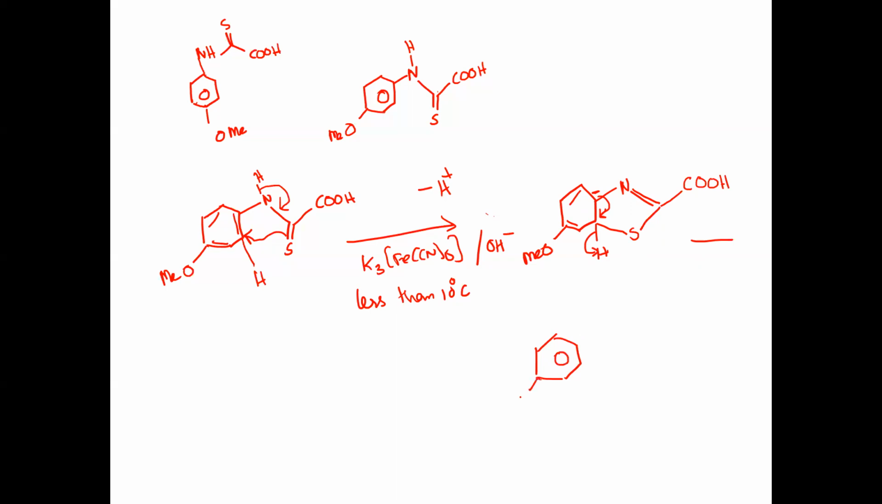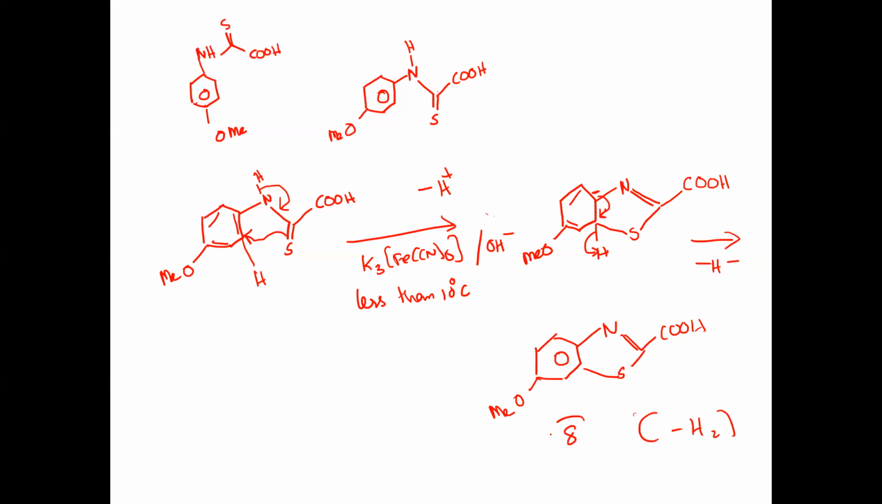There will be OMe, and here there will be nitrogen double bond, here COH, and here sulfur, like that. As a result, H minus will go off. Earlier H plus went, now H minus goes off, and the H plus and H minus go out as minus H2. In effect, hydrogen gas is evolving out. The reaction takes place in the presence of potassium ferricyanide, and thus we get compound number 8.